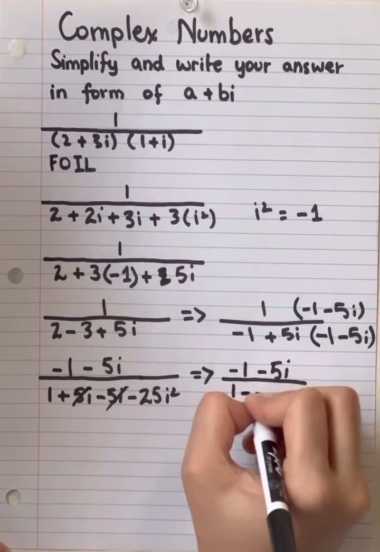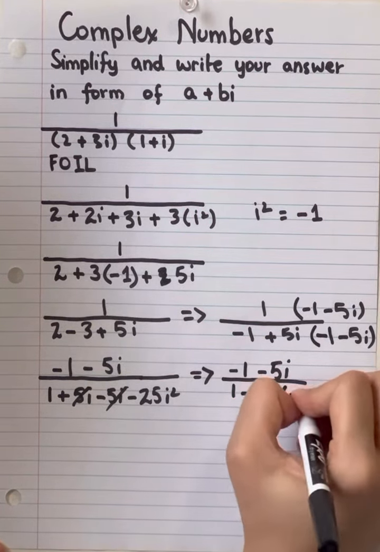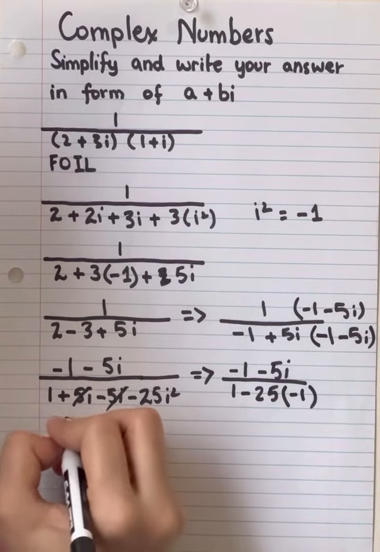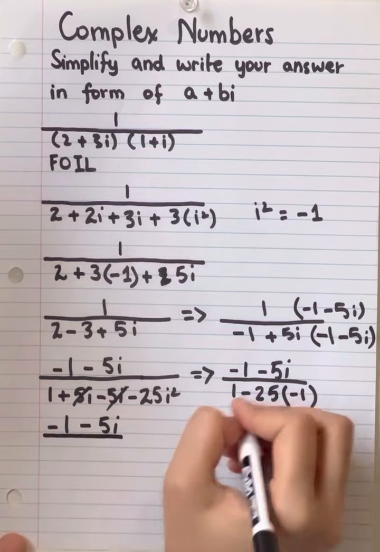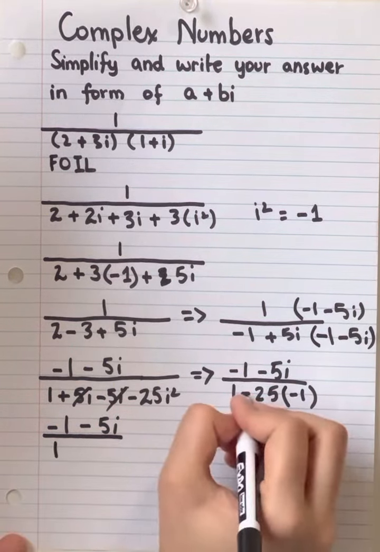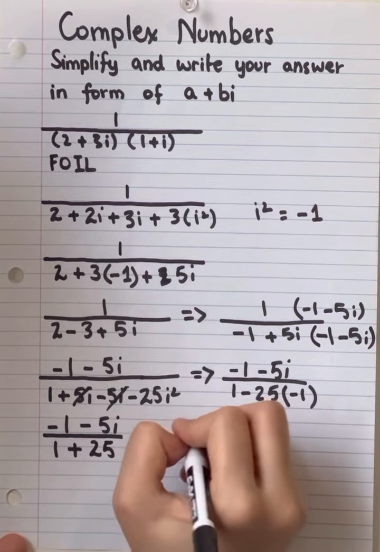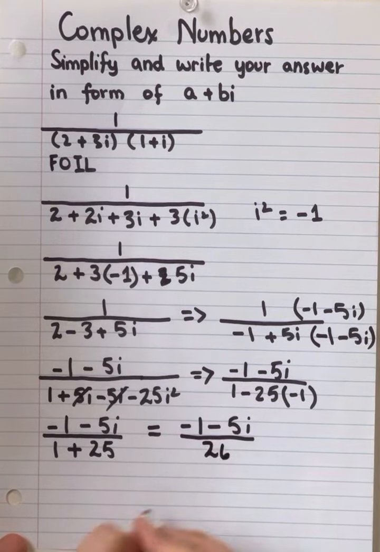So here we have minus 25 i squared, and i squared is -1. We're going to solve for that. Now -1 minus 5i divided by 1 minus minus is plus 25. So -1 minus 5i divided by 26.